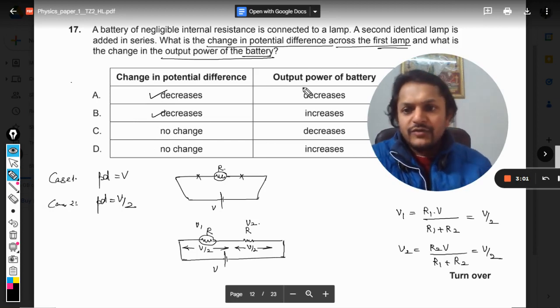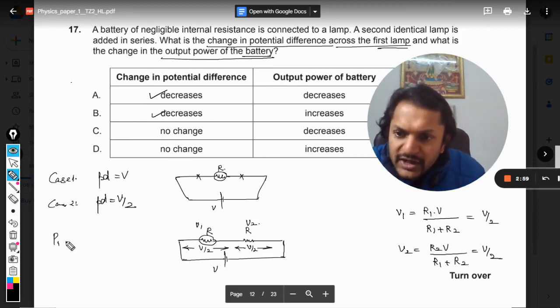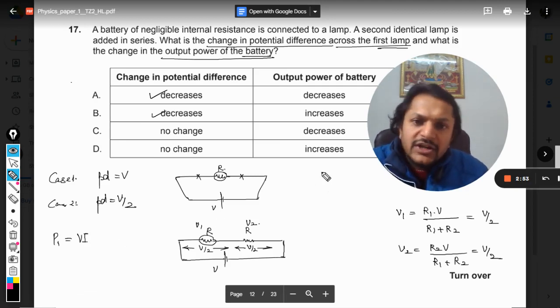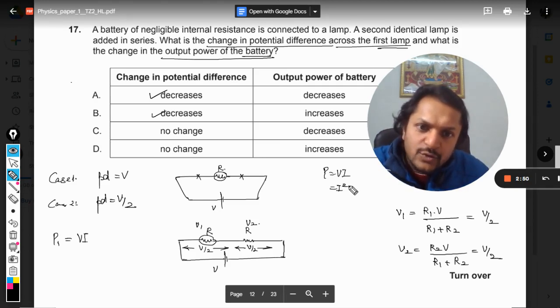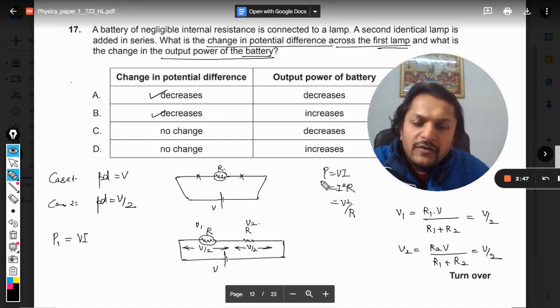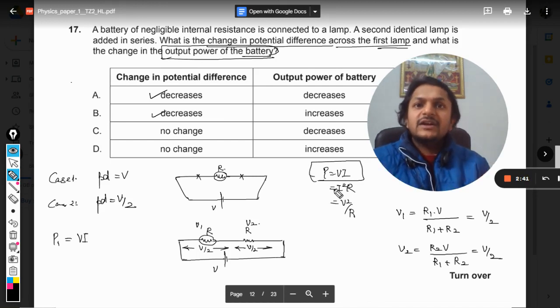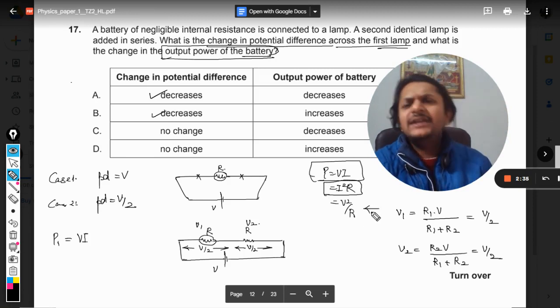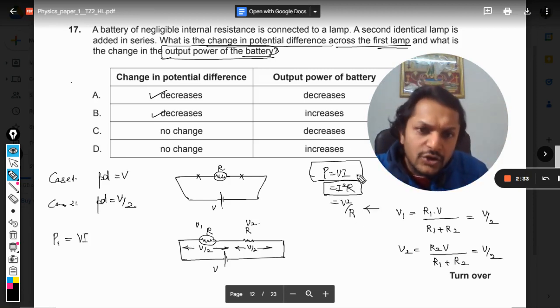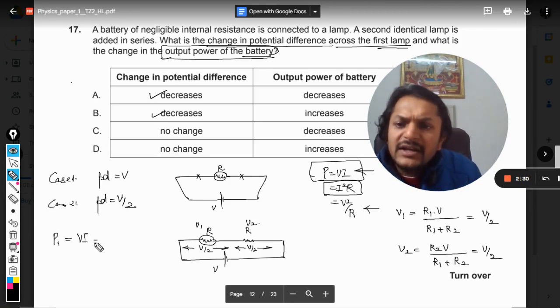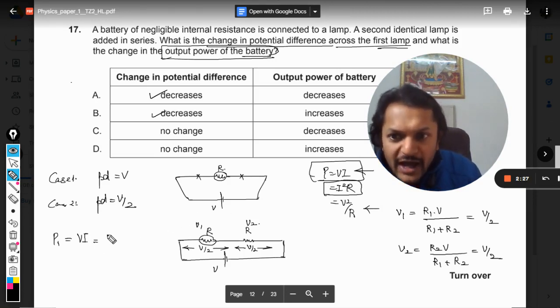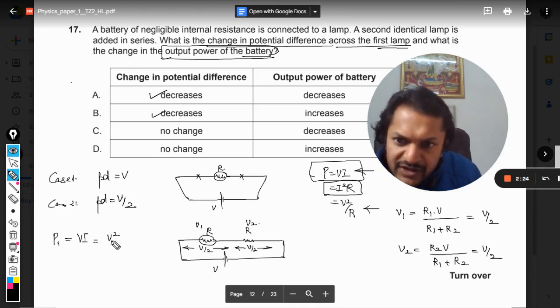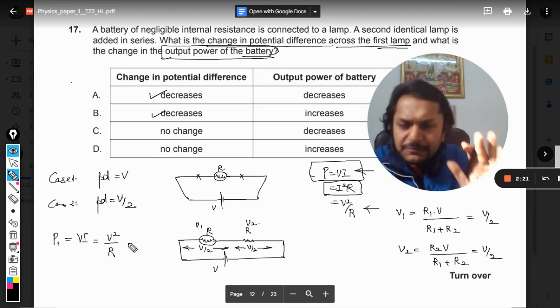Now, what is the output power of the battery? In case number one, I'm just calling it P1. The output power of the battery will be V into I. There are three formulas for the power, my dear students: VI, I square R and V square by R. Whenever we are concerned with the output power of a battery, we must use VI. And whenever we are concerned with the power dissipated in some particular resistance, we use the others in some particular cases, which I'm not mentioning now. So in this question, we are going to use VI. But later, for I we substitute V by R, so it becomes V square by R. Anyway, we have to substitute the value.